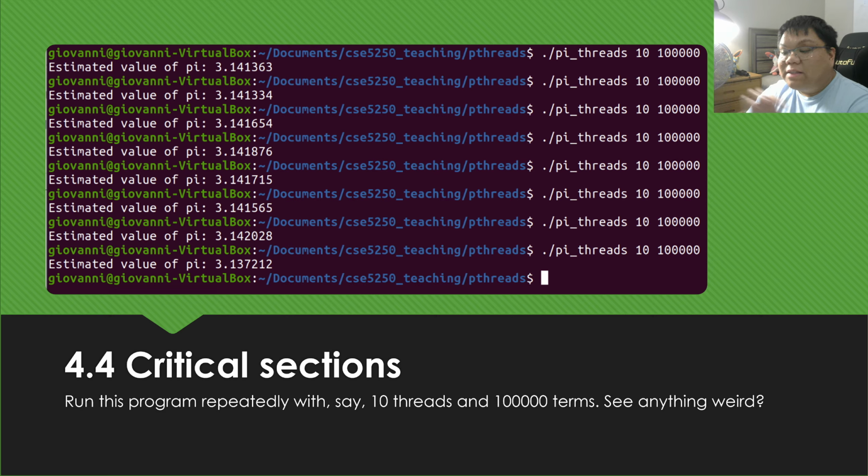When you run this program with, say, 10 threads and 100,000 terms, you'll notice that the estimated value of pi is changing every time it runs. Now we want our estimate to be deterministic. That is, we don't want any randomness affecting the final estimate. But that's actually what we're getting here. We're getting some randomness here. What gives?